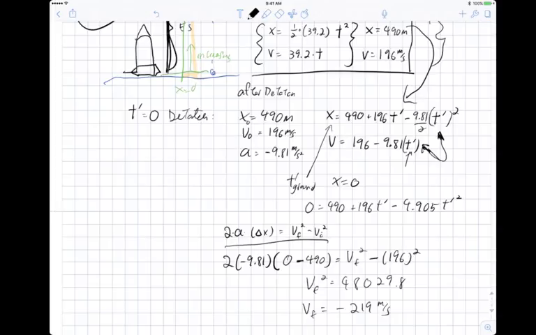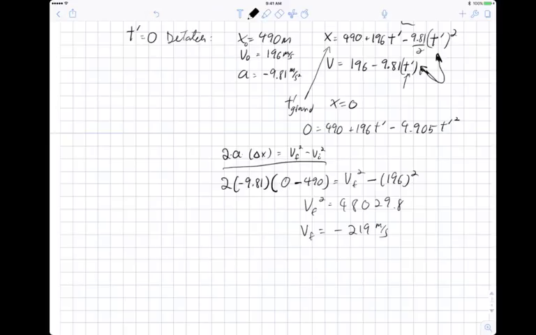Is that the case? Let's check. It's fun to check. So 219 is equal to 196 minus 9.81 times t prime. So let's find out what time it hits.